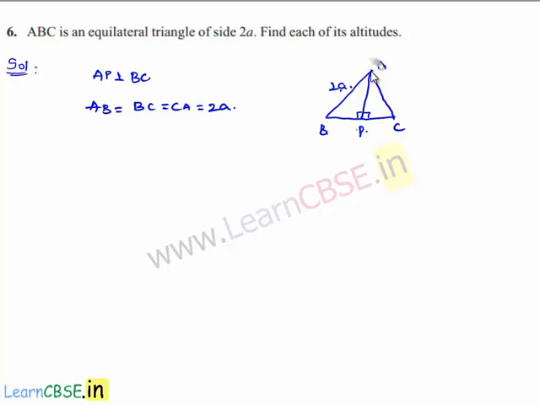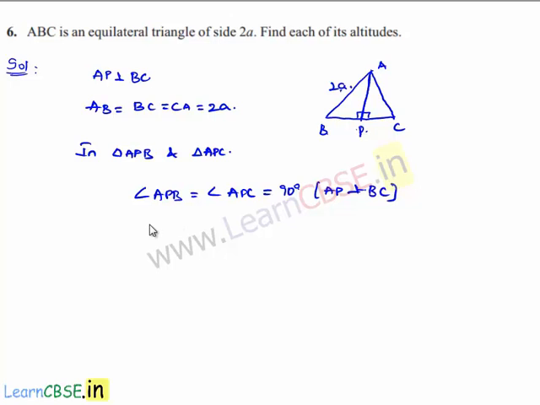Now in order to find the length of BP, let us consider the whole triangle ABC, and in those let us consider the two triangles, that is APB and APC. Angle APB is equal to angle APC is equal to 90 degrees since AP is perpendicular to BC. And second thing, angle ABP is equal to angle ACP is equal to 60 degrees as ABC is equilateral triangle.